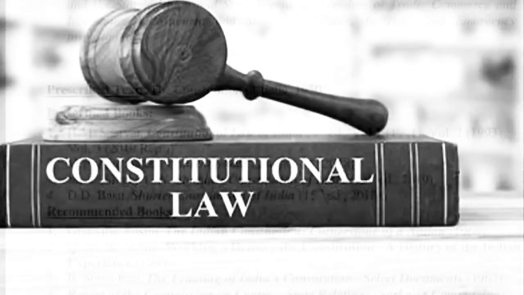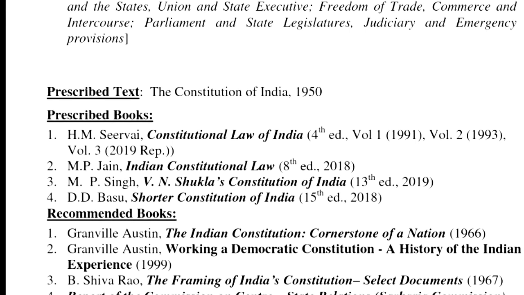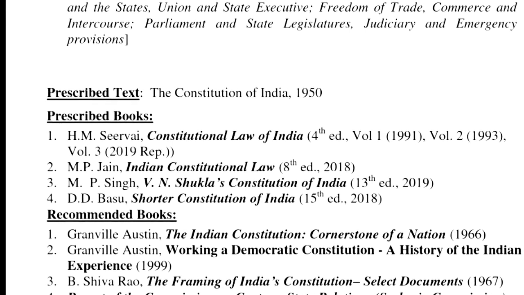So if you look at Part B of the fifth schedule, you will find the constitution of Tribes Advisory Council.